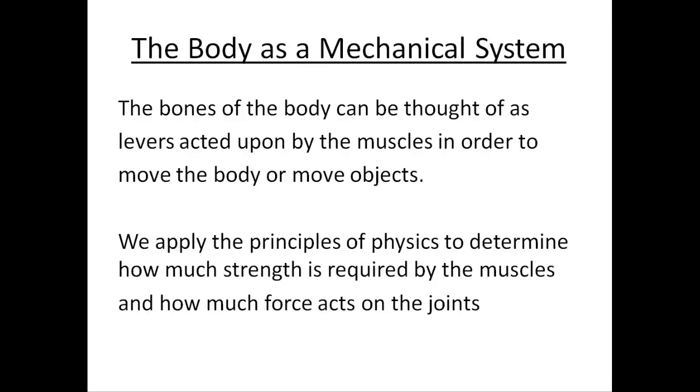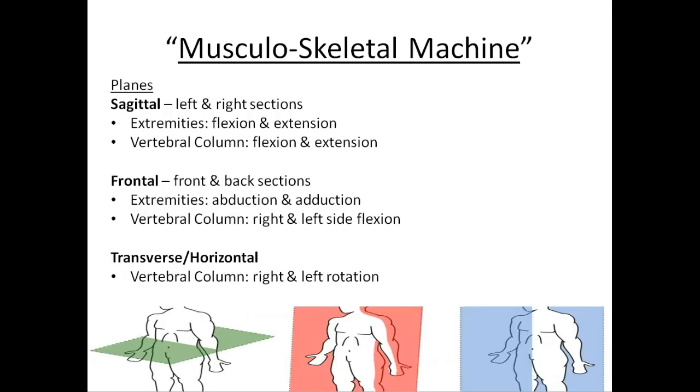So the body as a biomechanical system. The bones can be thought of as levers acted upon by muscles in order to move stuff. So we apply the principles of physics to determine how much strength is required by the muscles and how much force needs to act upon those joints. Okay, so the musculoskeletal machine works in three planes. It works in the sagittal plane, dividing the body into left and right, works in the frontal plane, dividing the body between front and back, and works in the transverse plane, referring really to the spinal cord with regard to rotation.